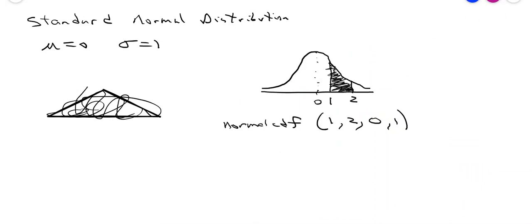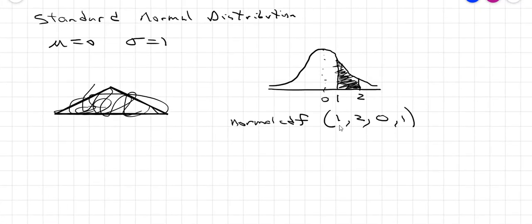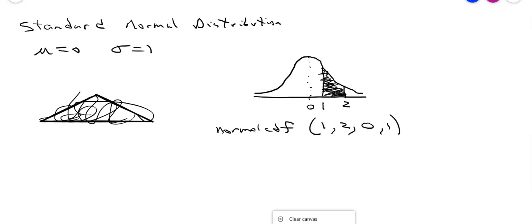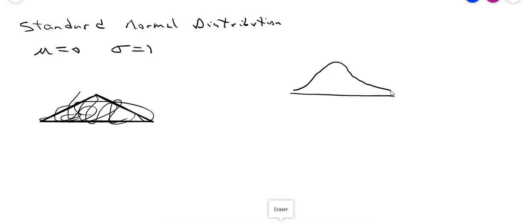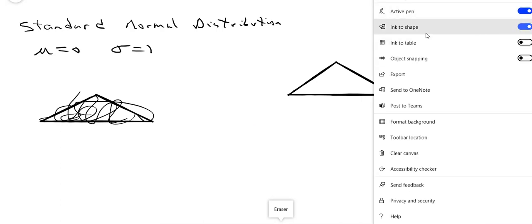All right, let's do another one of these. And again, we're going to do a standard normal. We're going to clear it this time. We're not going to ignore that. I'm not sure why ink the shape is on. Active pen, I don't know what that is. I'm trying to shut that off, but let's clear this out and we're going to do this again.